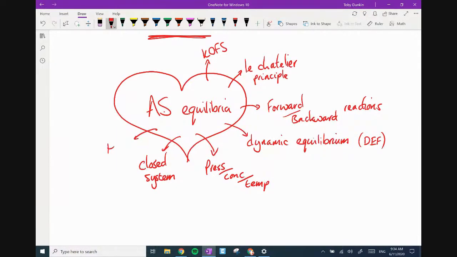Haber. Yeah, we have to know the Haber. Haber process. Excellent. Most important process in the history of chemistry. Great job for that word. Compromise. Yes. Next, homogeneous equilibrium and hetero. Ooh, isn't that posh?